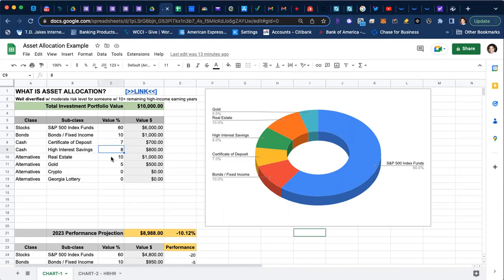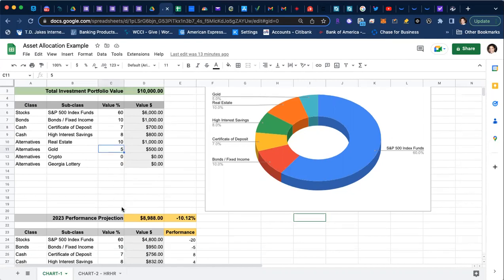For me, a moderate risk portfolio would have up to 10% in alternatives. In this example, up to 15%. And in this example, there are two alternatives that the portfolio is allocated in: 10% of it in real estate and 5% in gold.